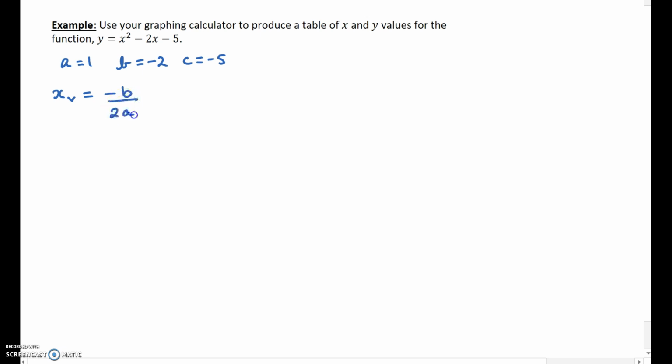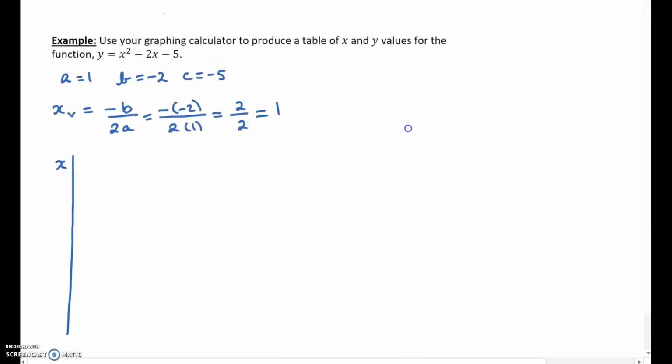And then we would have tried to find the x-coordinate of the vertex, xv, equals minus b over 2a. So that's going to be minus negative 2 divided by 2 times 1. Minus negative 2 is plus 2. Plus 2 over 2 times 1 is plus 2 over 2, so 1. And then we would have written a table. And the table would have looked something along these lines.